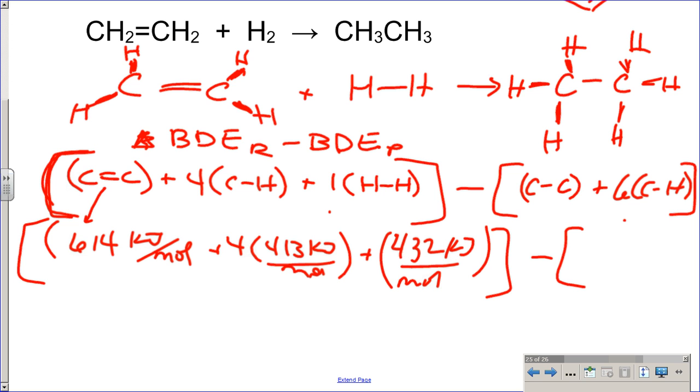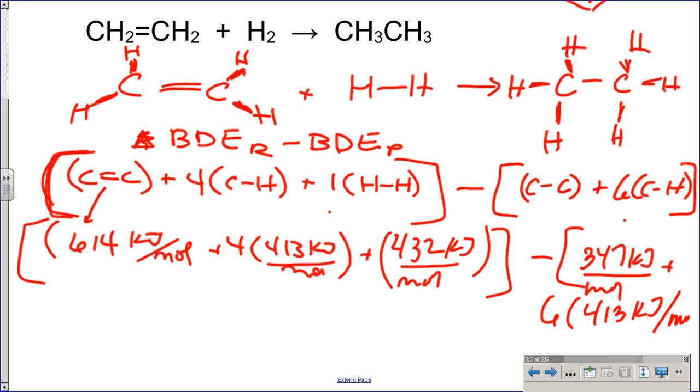Okay, so C to C single bond is 347. You see how it's way less, almost half of the C double bond. Kilojoules per mole plus 6 times C to H. What's the C to H number? 413.